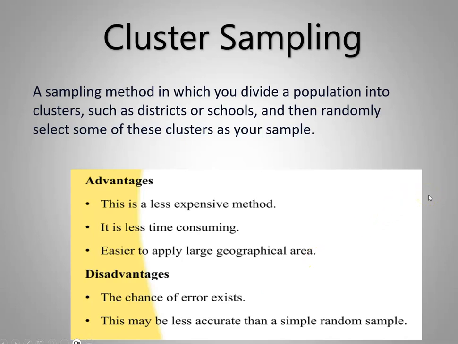Cluster. You divide a population into clusters such as districts or schools. So the advantage, it's less expensive and it's less time consuming. The disadvantages, error does exist and it might be less accurate. Now this might be, for example, I would take, like it says, districts or schools. I might select just a certain school in Melbourne. Let's just say I picked Arizona College of Nursing. Boy, is it simple. I can just survey you all.